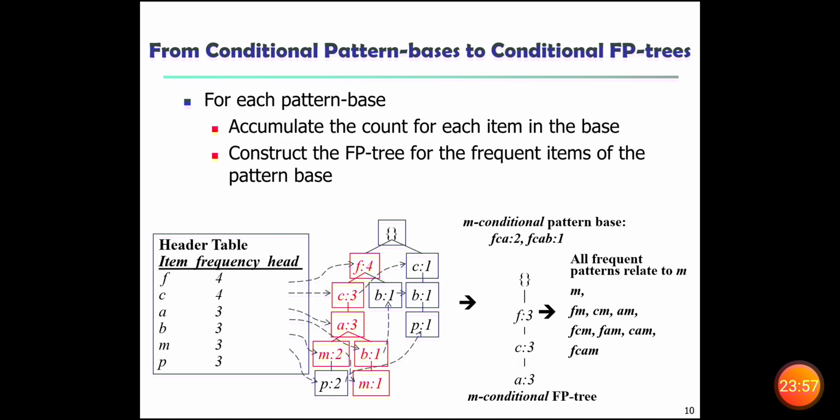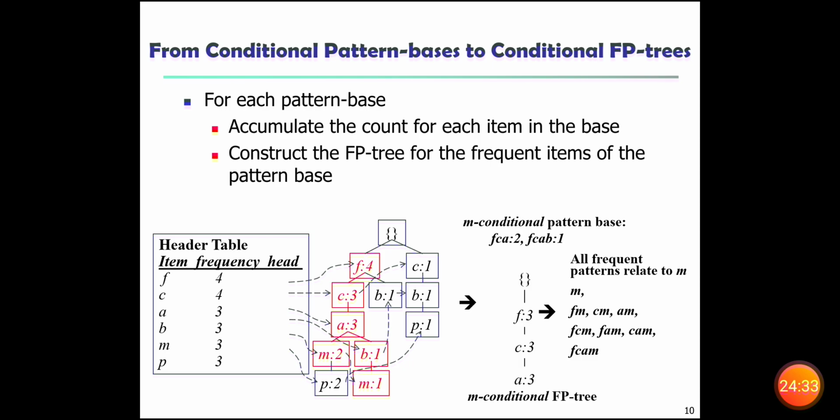Now, by considering the M conditional FP tree, the process will be to take the left side of the tree. From M you can take A3, C3, F3. The F value is 3, which is already counted from the previous slides, which we can refer to. The tree is written again over here: root node, F3, C3 and A3. From these you try to find the combinations with respect to M.